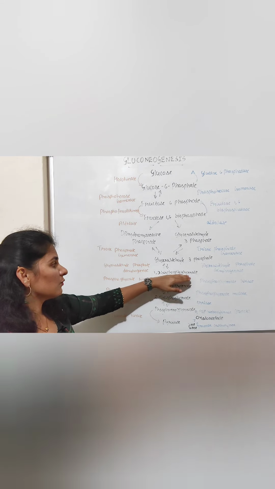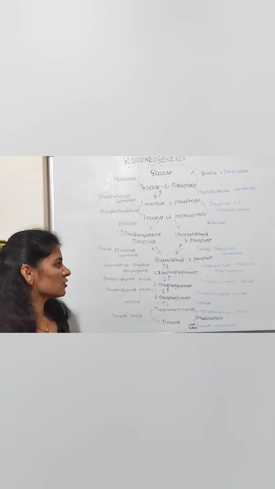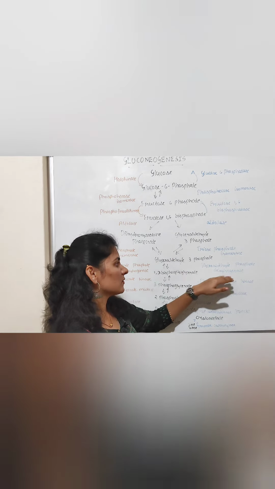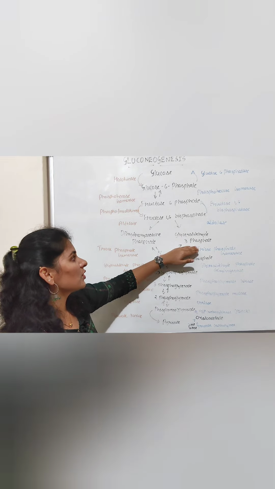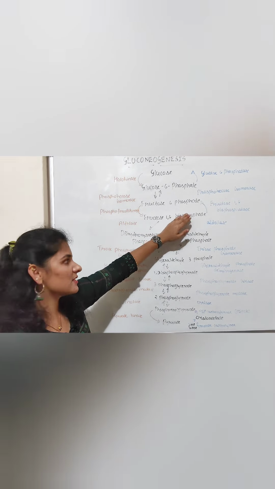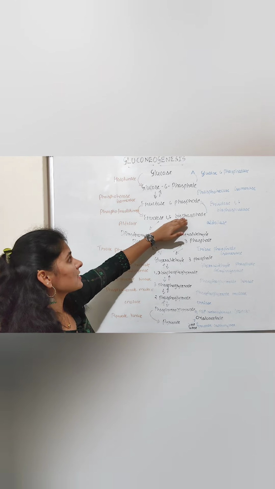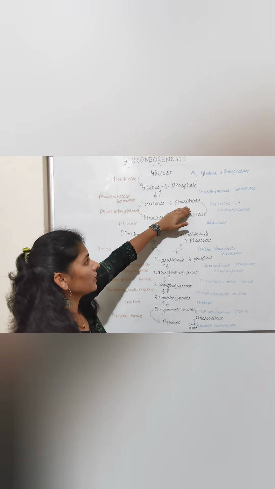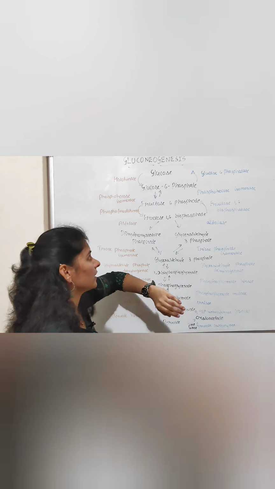Later, 1,3-bisphosphoglycerate is converted into glyceraldehyde 3-phosphate in the presence of an enzyme known as glyceraldehyde phosphate dehydrogenase. In the next step, glyceraldehyde 3-phosphate is converted into fructose 1,6-bisphosphate in the presence of an enzyme known as aldolase. Later, fructose 1,6-bisphosphate is converted into fructose 6-phosphate in the presence of an enzyme known as fructose 1,6-bisphosphatase.